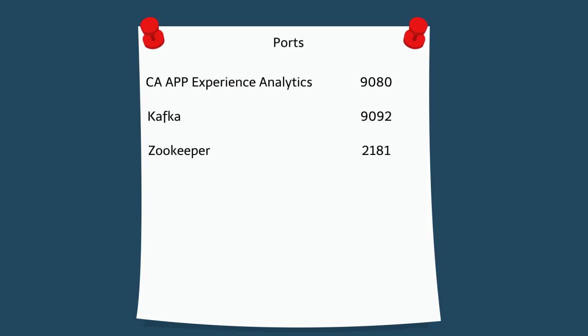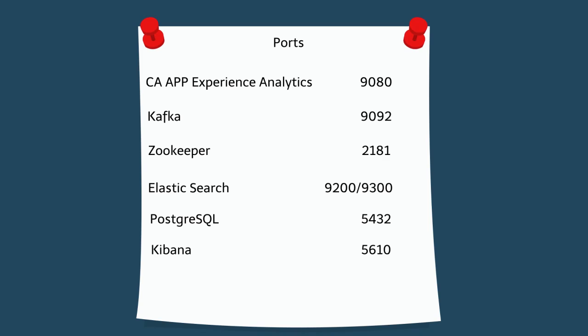Zookeeper 2181. Open this port to connect to the Zookeeper server. Elasticsearch 9200 and 9300. Open this port to allow communication between the Jarvis indexer and read server. PostgreSQL 5432. Open this port to allow communication between the database, aggregator, and the read server. Kibana 5610. Open this port to allow communication between the browser and the Kibana admin UI server.